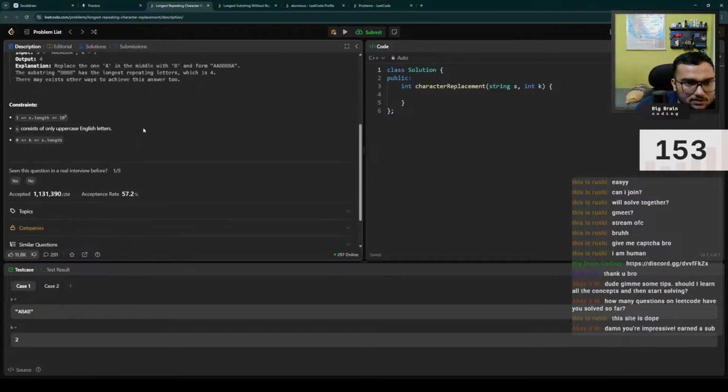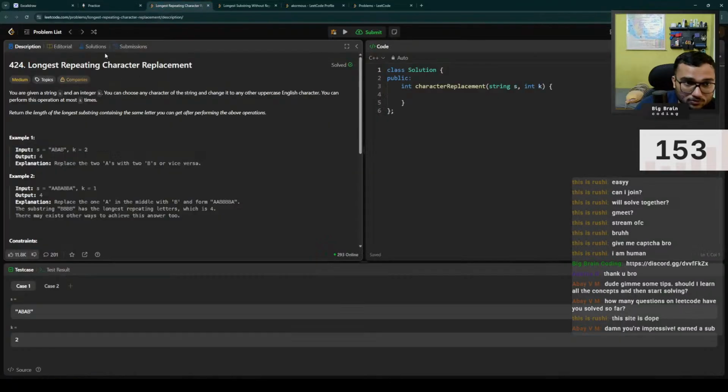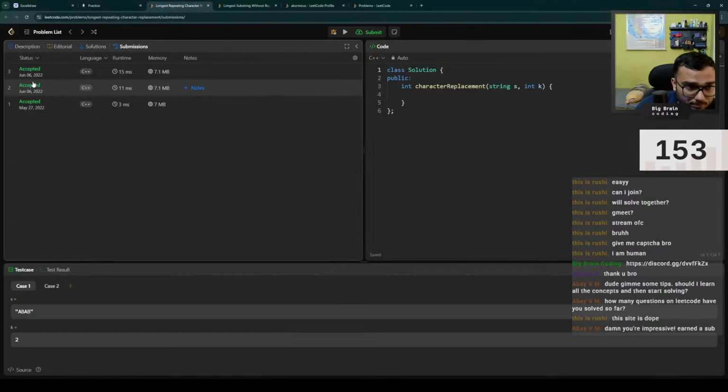The time complexity will be bad in this case if I start from B again. Have I done this question? Yep, 3 years ago.